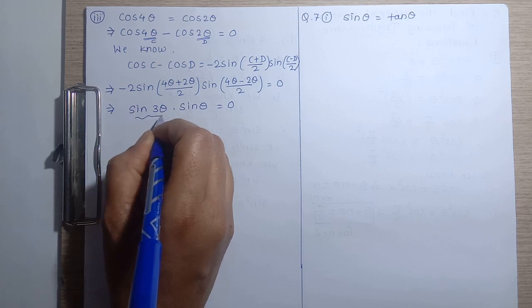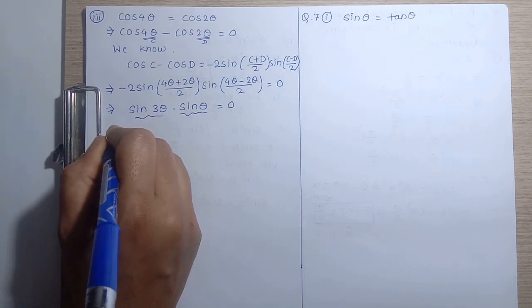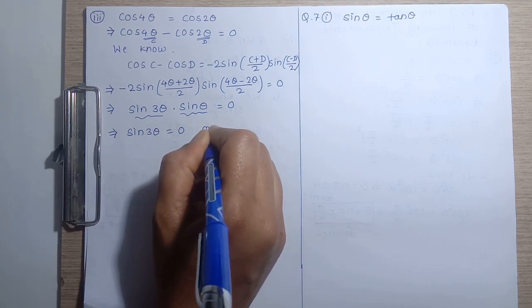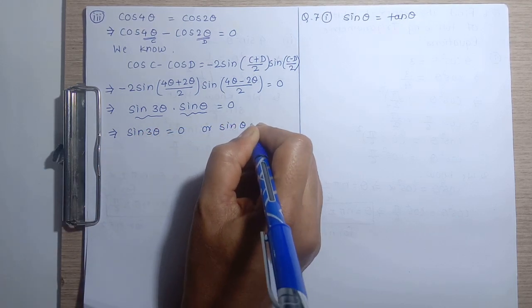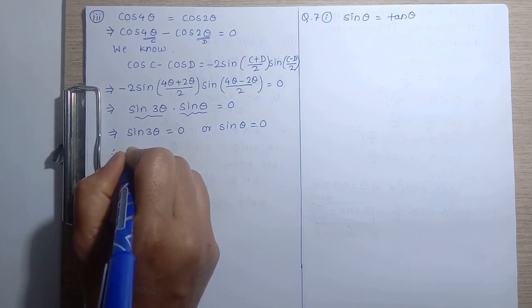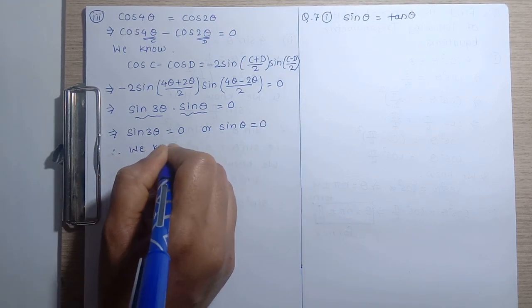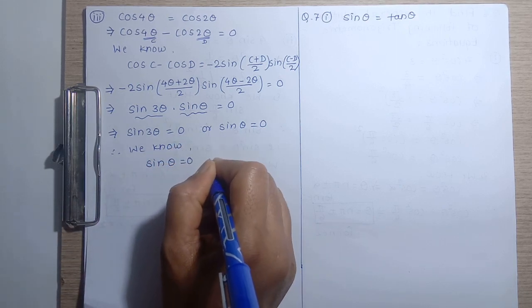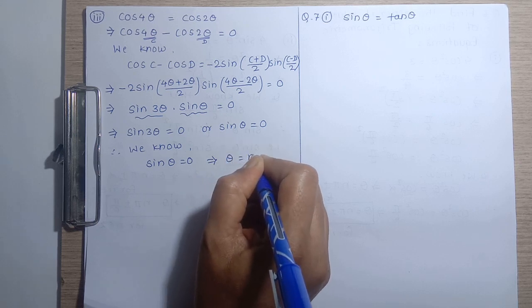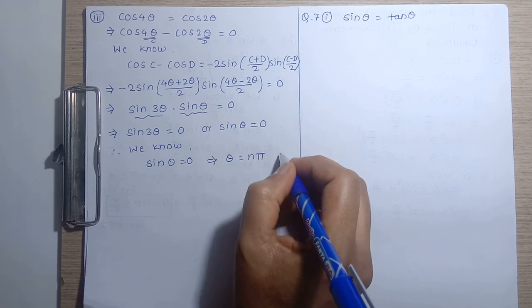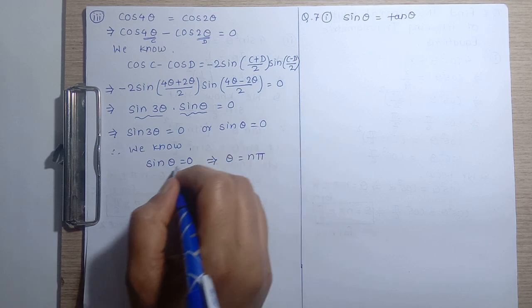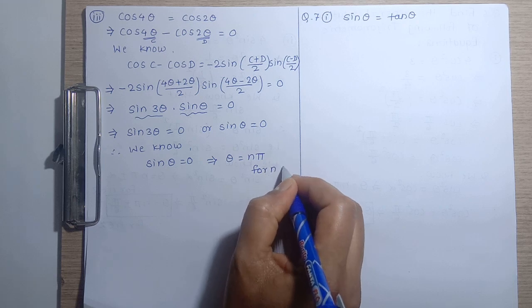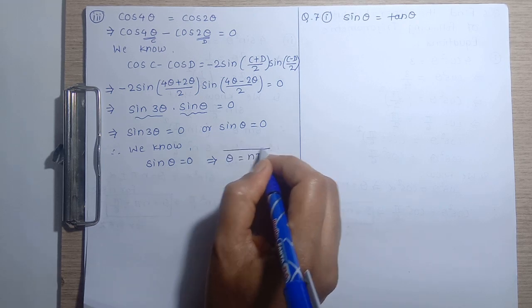Here the product of two different terms is 0. That means either sine of 3 theta is equal to 0 or sine theta is equal to 0. Therefore, we know the solution that sine theta is equal to 0 implies that theta is equal to n pi. Therefore, sine theta is equal to 0 gives the solution theta is equal to n pi for n belongs to z.